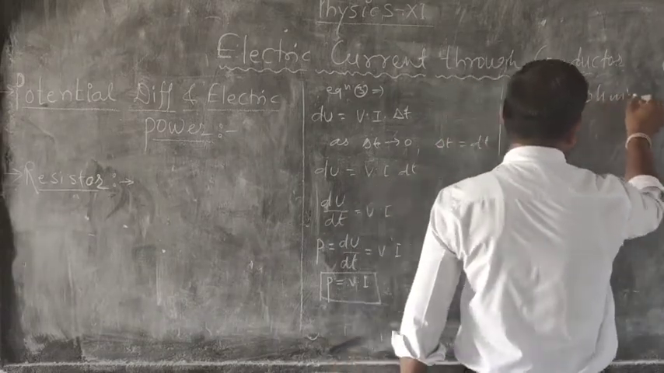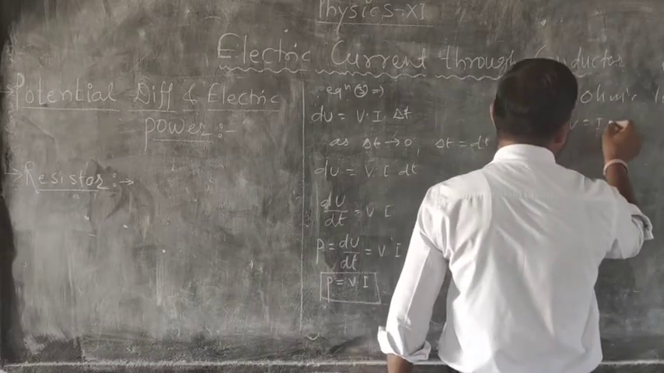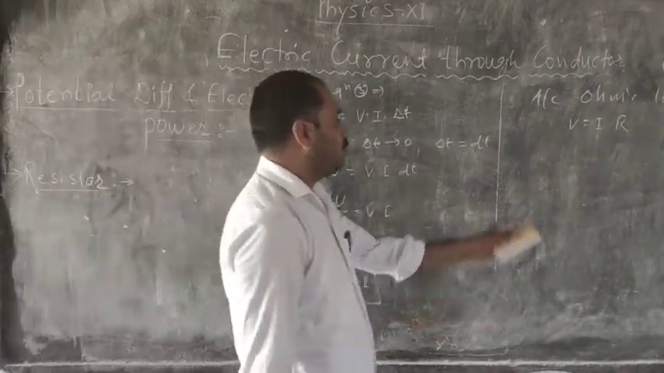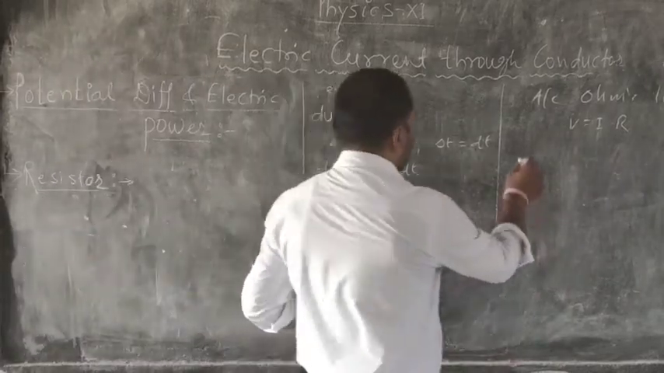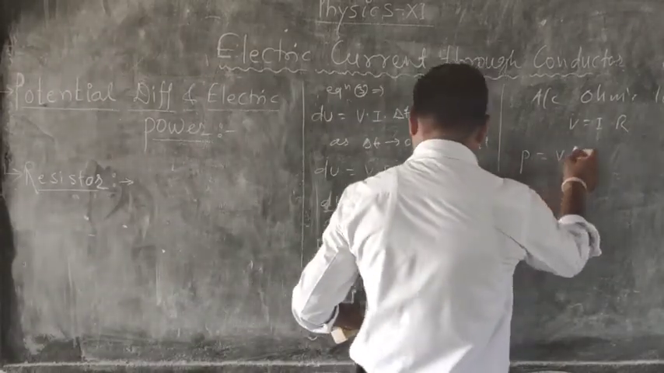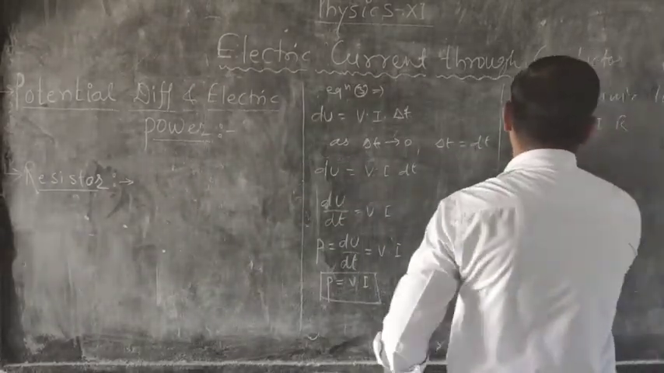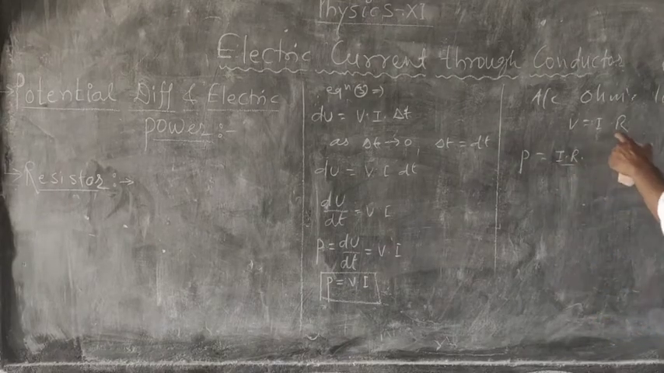अब Ohm's law क्या सिंपल है? Ohm's law V is equal to I into R. As we have seen previously, V is equal to I into R. Put here the value of the V. Therefore here power P is equal to V. क्या है? I into R. Write down here the I into R. So this is instead of this V, I into R.